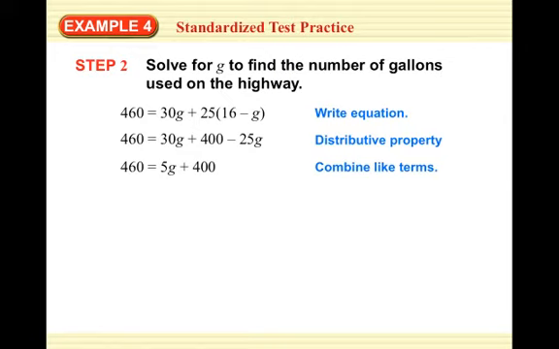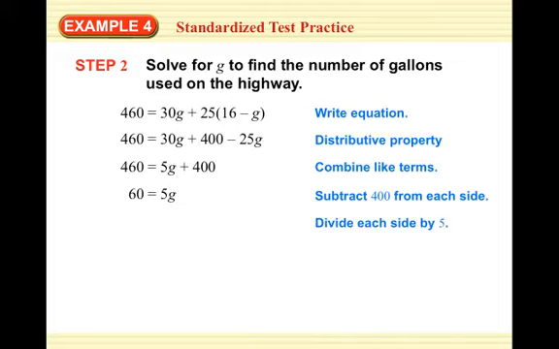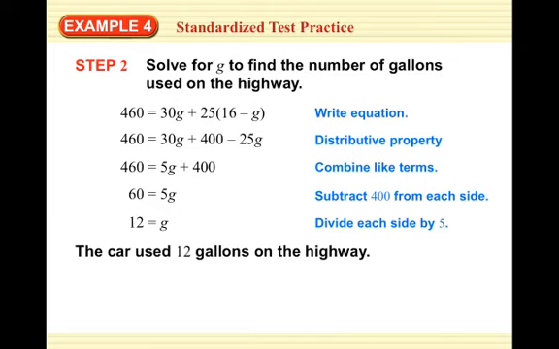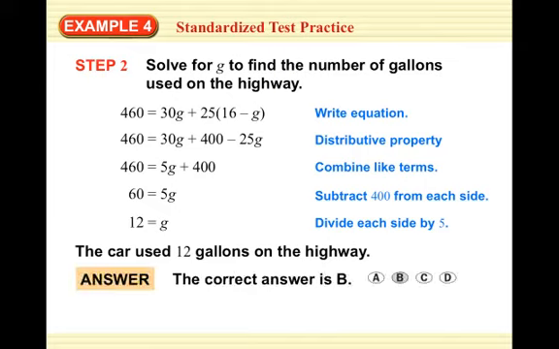Now, each side is simplified, so we want to move things. We only have one term with a G in it, that 5G, so we're going to leave it alone, and we're going to subtract the 400 from both sides. And that's going to give us 60 equals 5 times G. G's being multiplied by 5. To undo that, we divide by 5. And so we get 12 equals G, because 60 divided by 5 is 12. The car used 12 gallons on the highway. Now, the correct answer then is B.